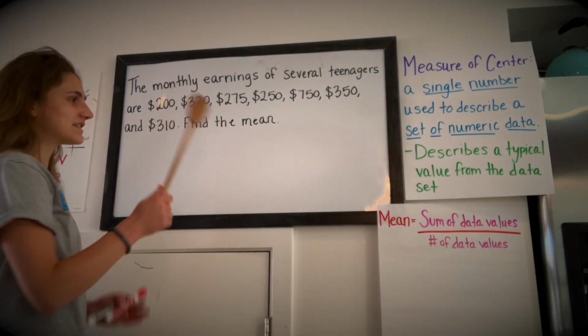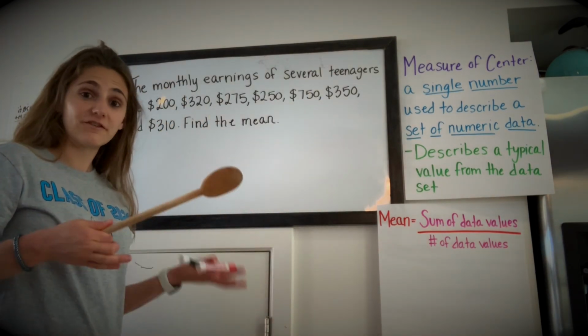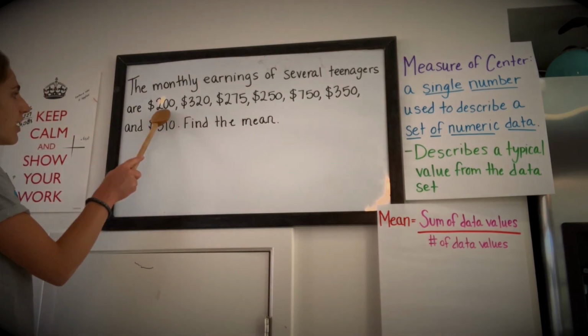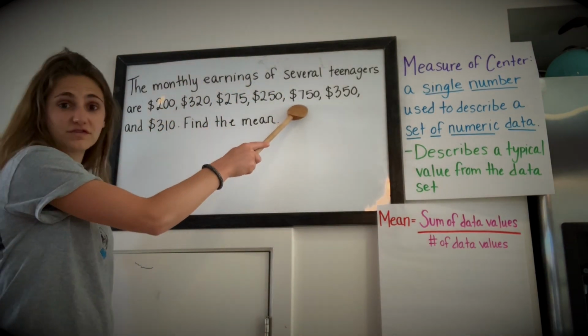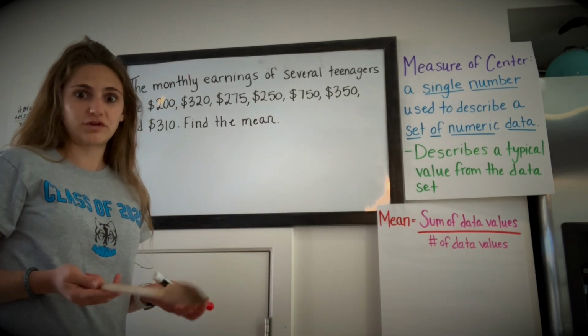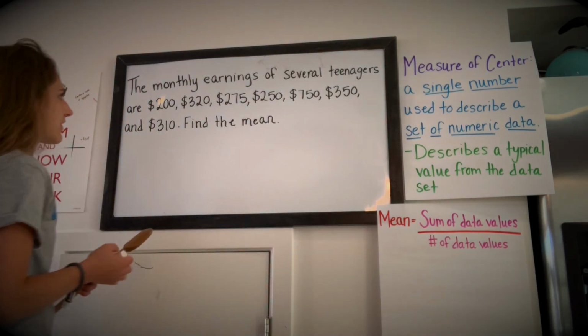You can also see that there's a lot of variability or difference in this data. For example, our lowest value is $200 and our highest value is $750. There's a big difference between those two numbers. So let's find the mean together.